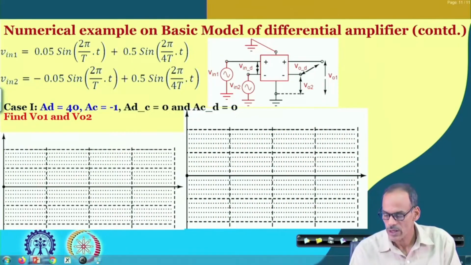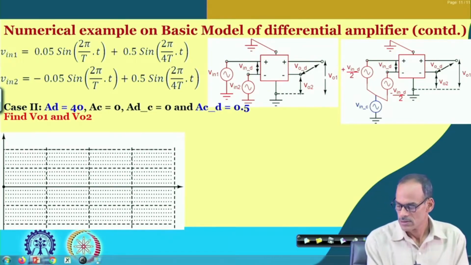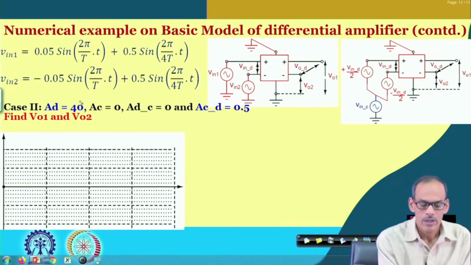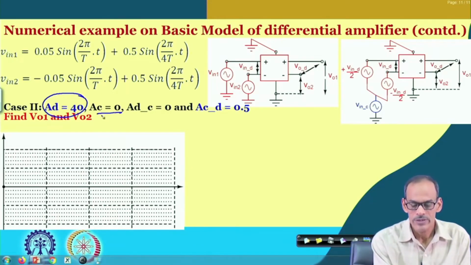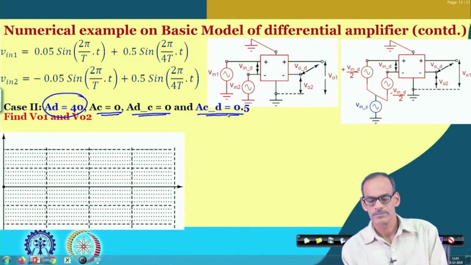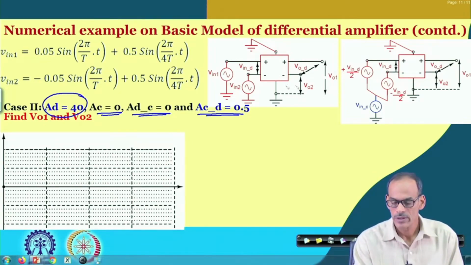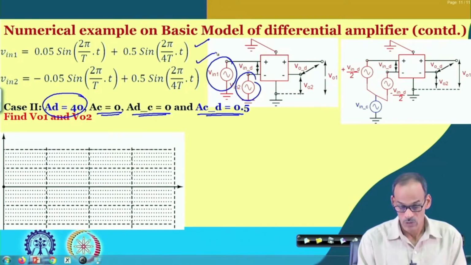So, let us have that case 2, or you can say the third case, where we have AD remaining 40, AC we are taking 0 and ADC we are taking 0, but ACD we are taking 0.5, and again the signals we are giving here are the same, and we would like to know what will be the individual signals.